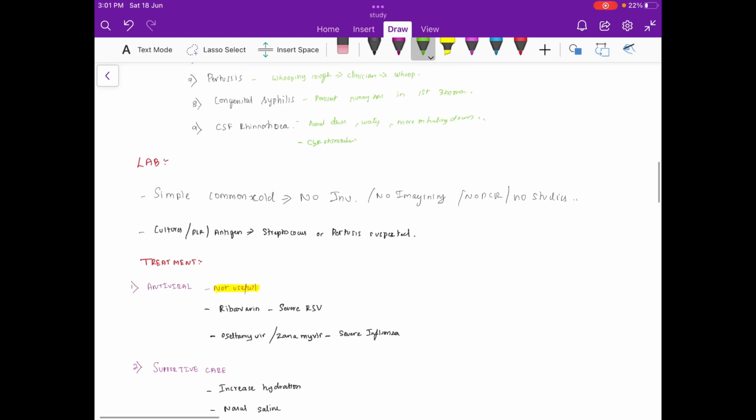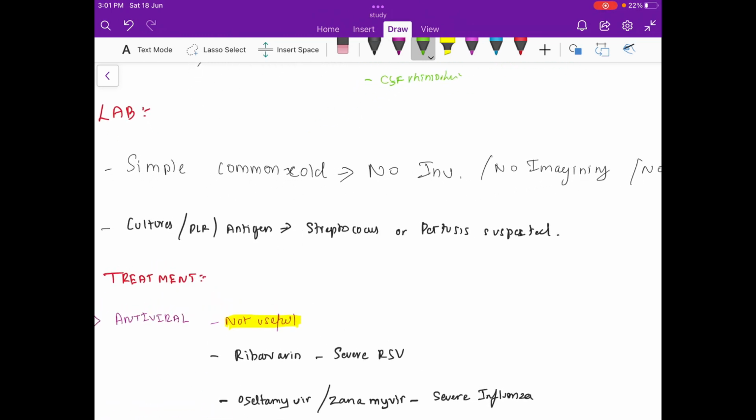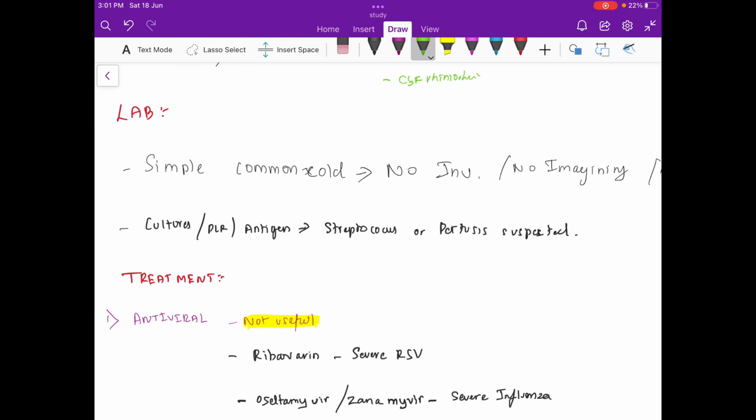Lab. There is no necessity to do any lab investigation in a common cold child. It's not considered necessary, not even a basic lab investigation. It's purely clinical, and if this is not severe, it is a case for an outpatient department, not an inpatient department. And the other cultures, polymerase chain reactions and antigen testings are done only for suspected pertussis or streptococcosis.